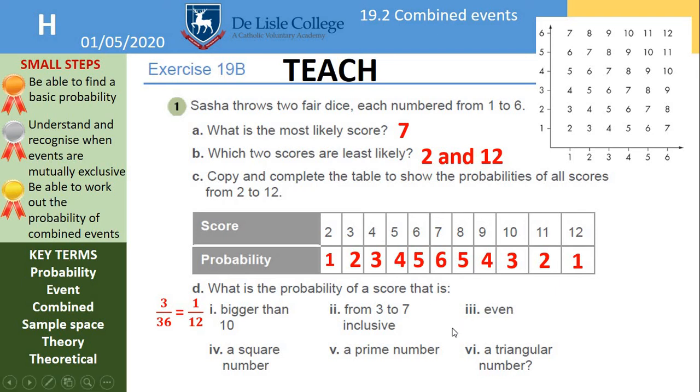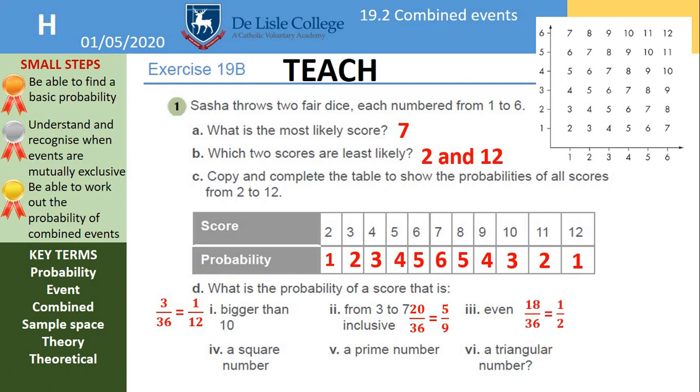So the probability of a score that is from 3 to 7 inclusive, you can see I've gone and changed my answer there for the 5, otherwise I would have been incorrect for all of these as well, and you'd have been shouting at me on the video. So from 3 to 7 inclusive. So this is 2 plus 3 plus 4 plus 5 plus 6. So it gives you 20/36, which cancels to 5/9.